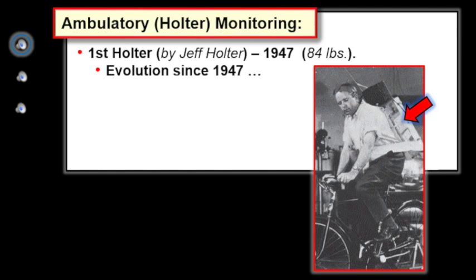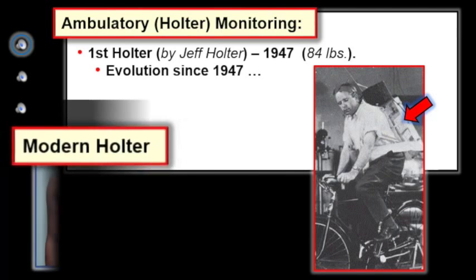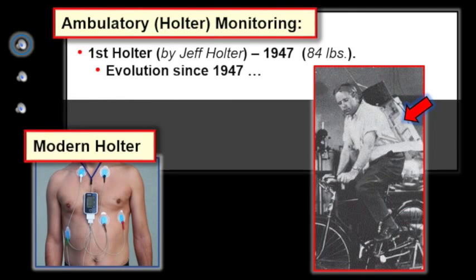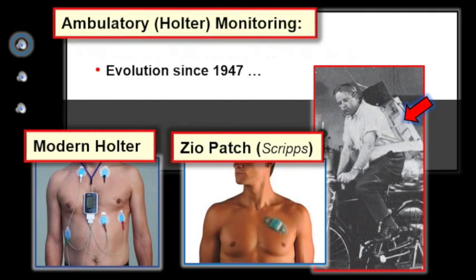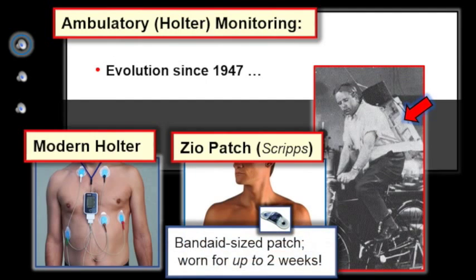There has been much evolution since then. Holter devices are now significantly smaller, although many are still cumbersome with a series of wires. But the evolution continues, as shown by the recently developed Band-Aid-sized Zeo patch that can be worn for up to 2 weeks at a time without being overly bothersome to the patient.